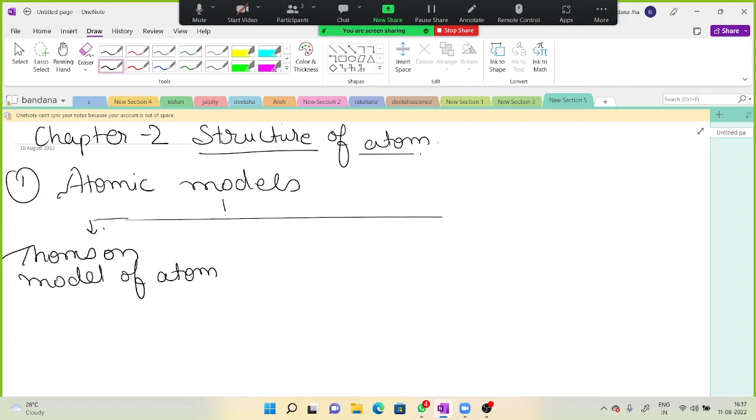which was proposed by J.J. Thomson in the year 1898. So he said that according to his model, the atom is spherical in shape.